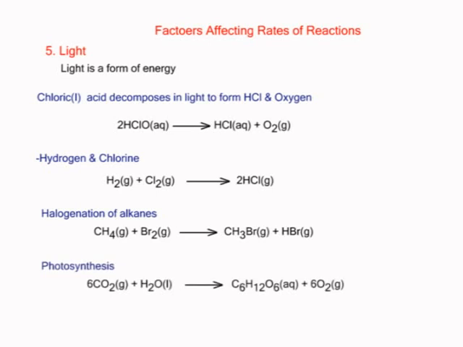3. Photosynthesis, the process by which plants make their own food, is also light dependent. That's why plants do not manufacture food at night. They need sunlight.